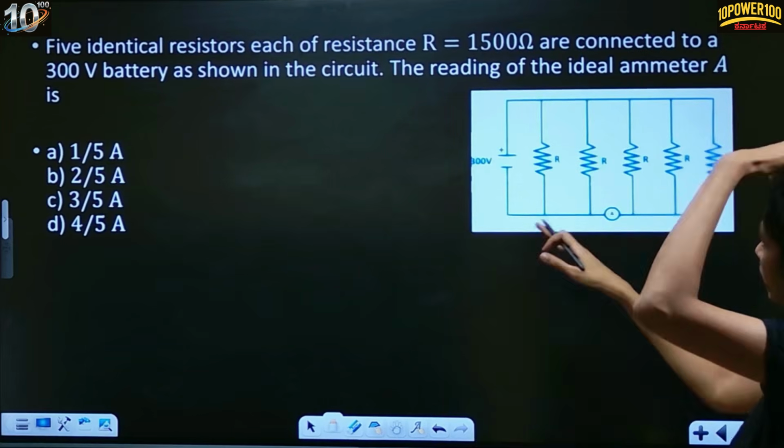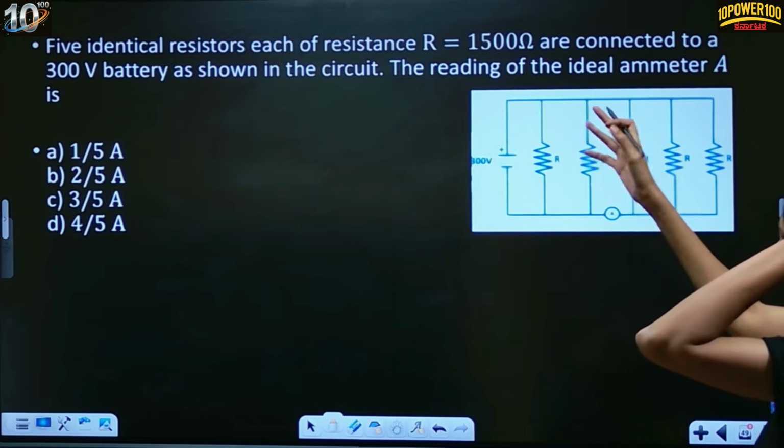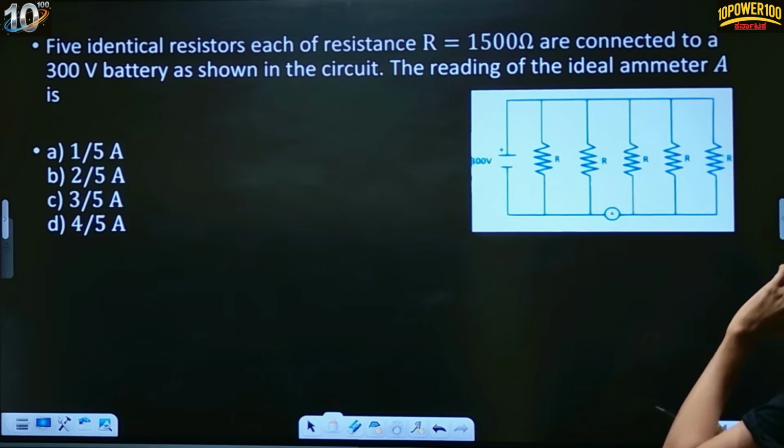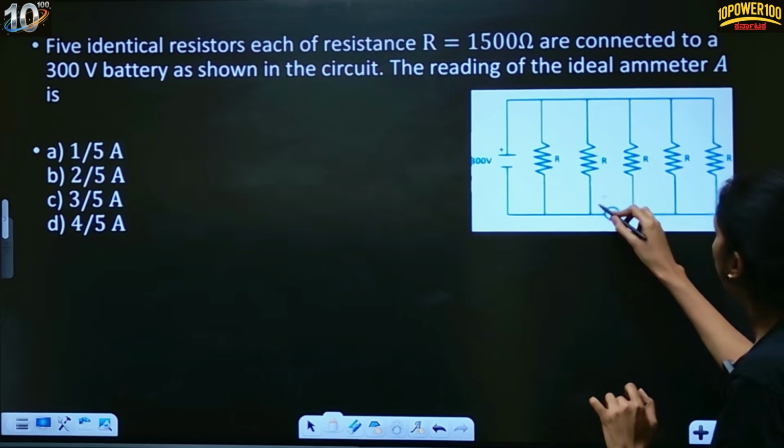Next, 5 identical resistors are connected. Each value of the resistance is 1500 ohm and the voltage is given as 300 volt. Now you should find out what is the reading of the ideal ammeter.